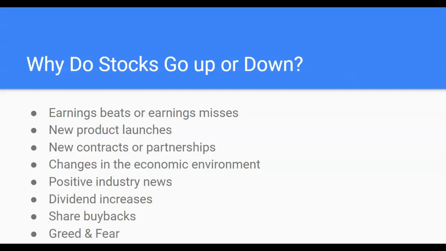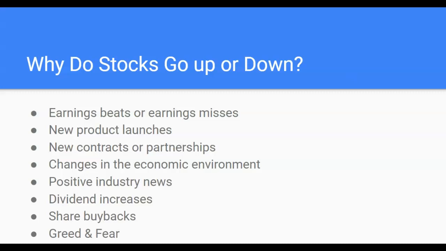Changes in the economic environment. This is a huge one, and it is one of the reasons why we saw such a huge crash recently during all the lockdown procedures. With not a lot of economic activity going on, that caused a lot of stocks to plummet. So definitely, if we're having shutdowns and things like that, the stock market is going to be affected.